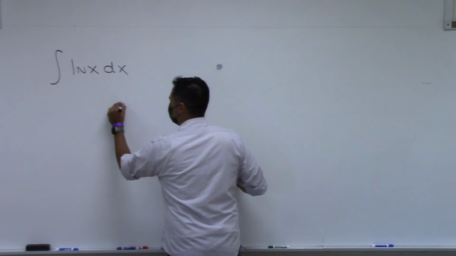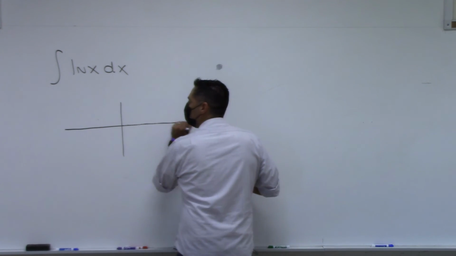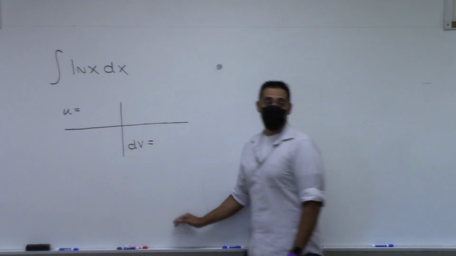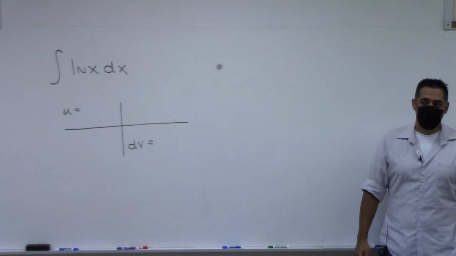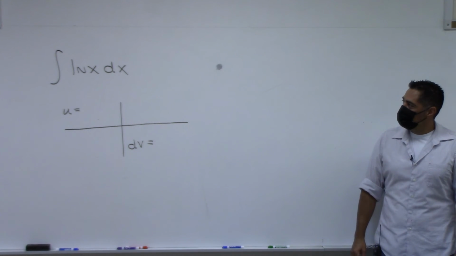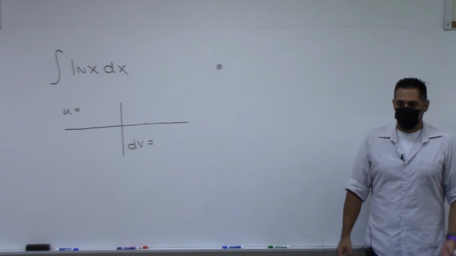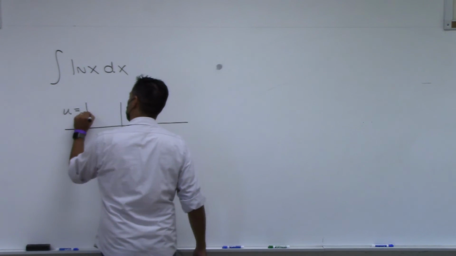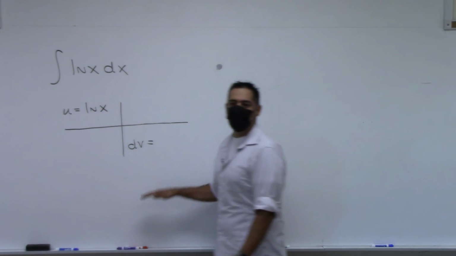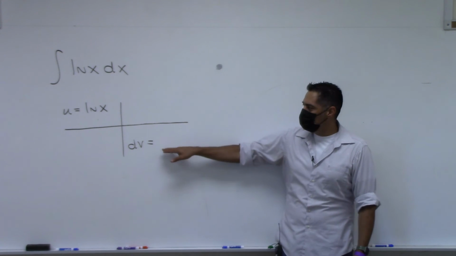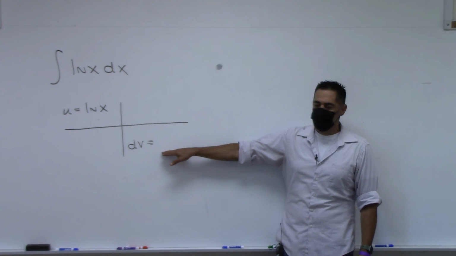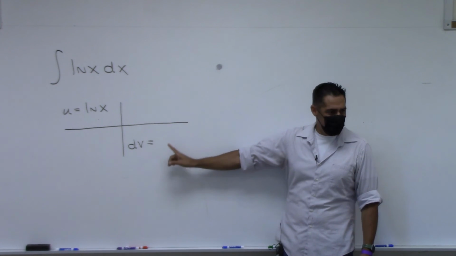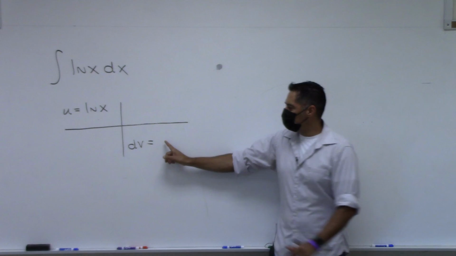So let's do it. We have to try something. What do you think we use for u? Natural log of x. That's the only thing we have to choose from, right? But then what does dv have to be? This is important. You have to have everything up there. So the dx, which is like a 1, but this is the dx.